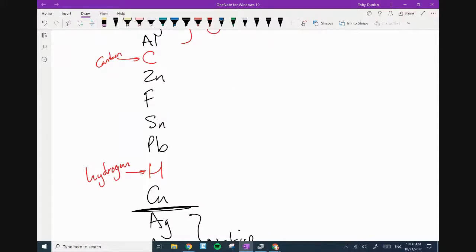Anyway, what that means is all of these guys here in my table, I shouldn't do it in pink. Let's do it in the metals. Let's do it in the rock. There we go.